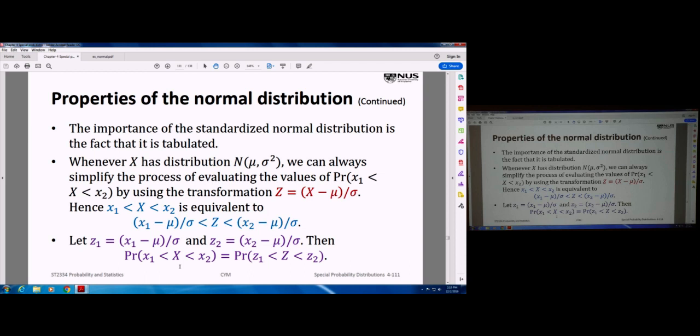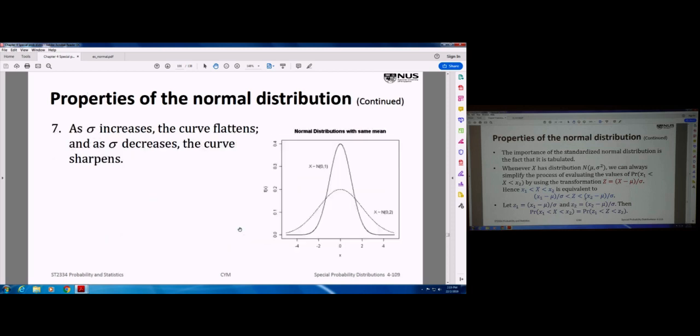I think it's no longer important anymore, but if anyone anywhere does calculations for statistics on a piece of paper, the fact that they're tabulated is useful. What does tabulated mean? Let me explain to you.